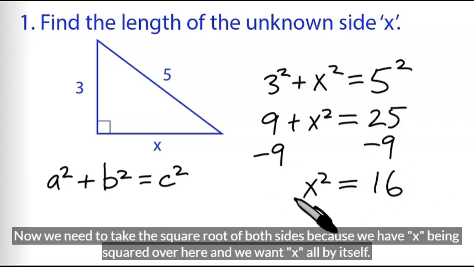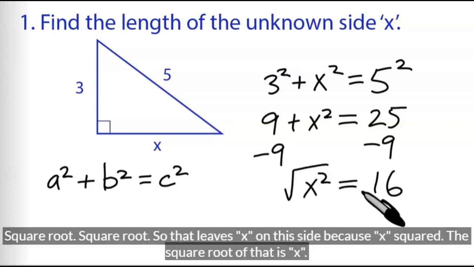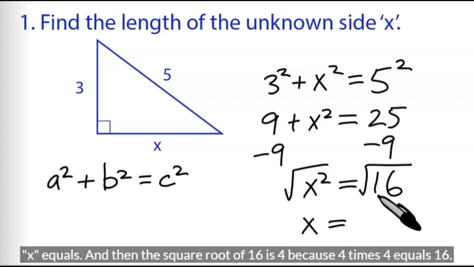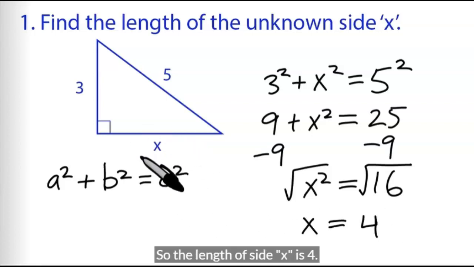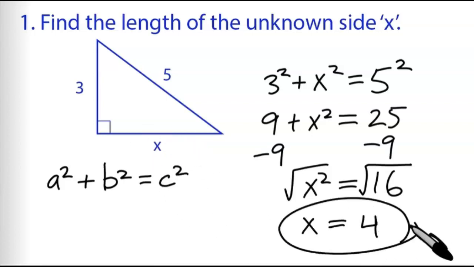Now we need to take the square root of both sides because we have x being squared over here, and we want x all by itself. Square root. So that leaves x on this side because x squared, the square root of that is x, and x equals, and the square root of 16 is 4 because 4 times 4 equals 16. So the length of side x is 4.